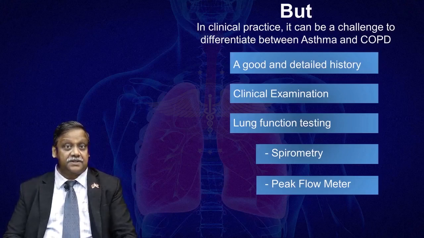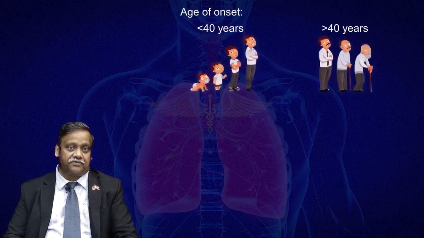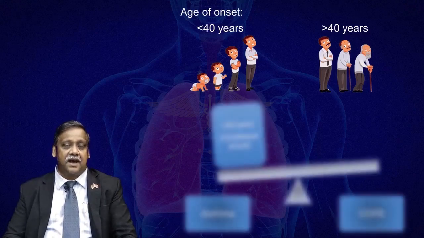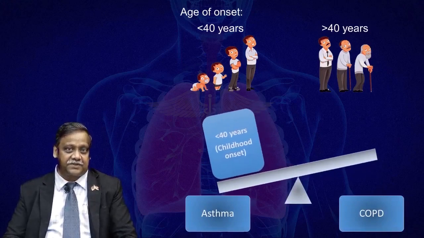When did your symptoms start? When did your symptoms of cough and breathlessness start? If the patient says that the symptoms started before the age of 40, it started earlier in my life, then you know that this is unlikely to be COPD. In contrast, if the patient says that my symptoms of cough and breathlessness have started after the age of 40, then you know that this may be COPD, but you certainly cannot rule out asthma also in this case. However, if the patient says that I have been having these symptoms since childhood, then you know that this is more likely to be asthma than COPD.